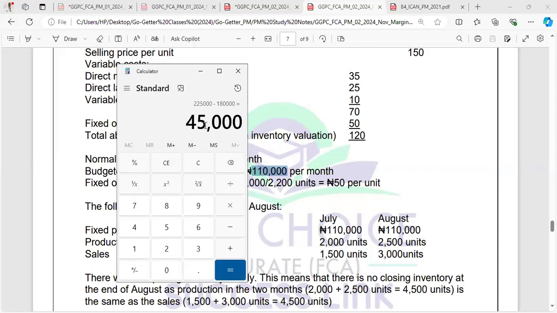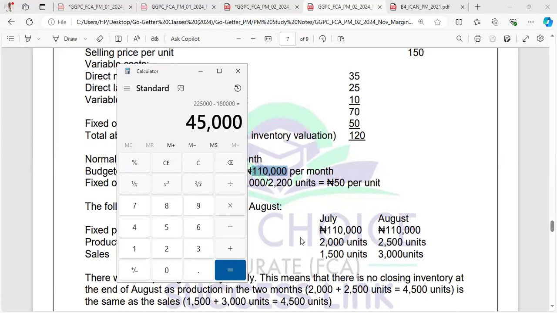It will not be our gross profit, because our sales was 225, our production cost is 180, our profit is 45. Now when we remove our fixed cost here, which is not used in production, no, this is the profit 45.